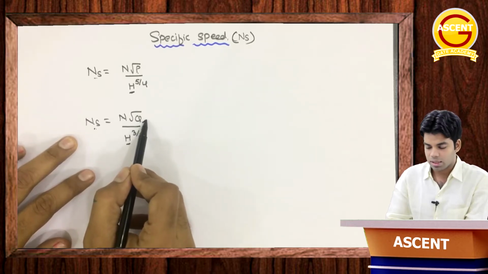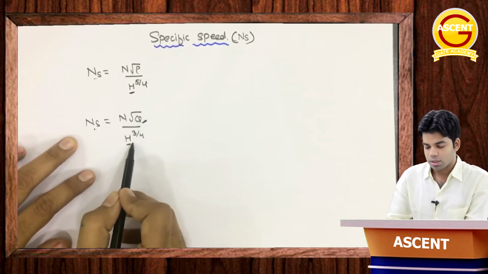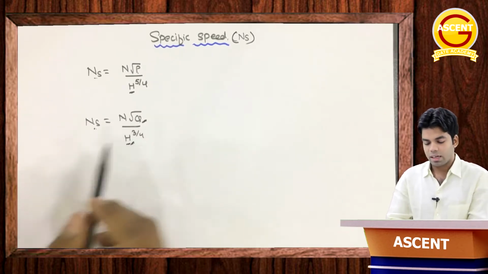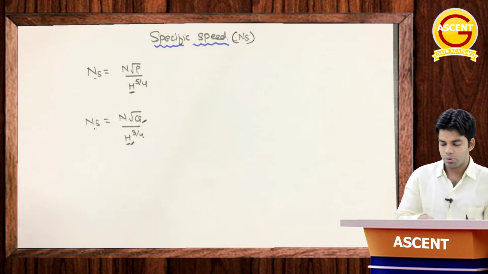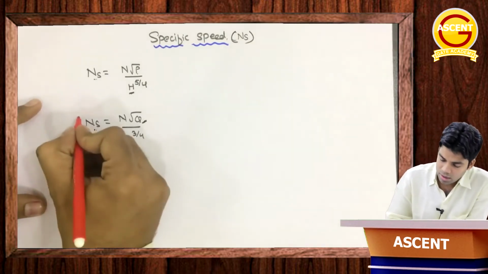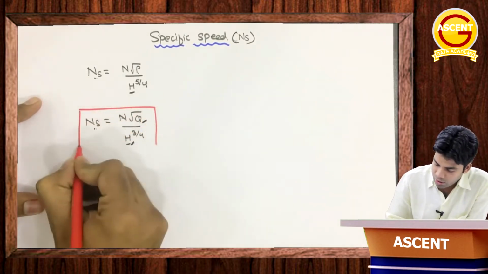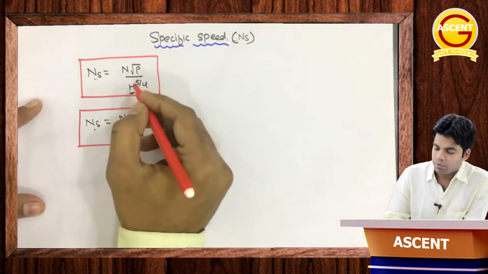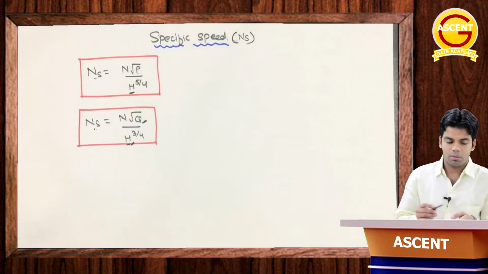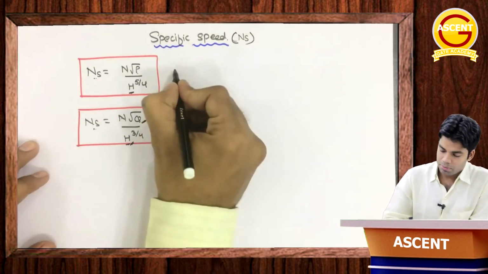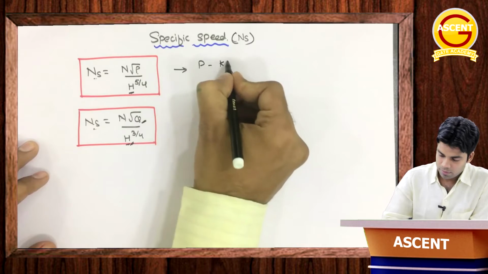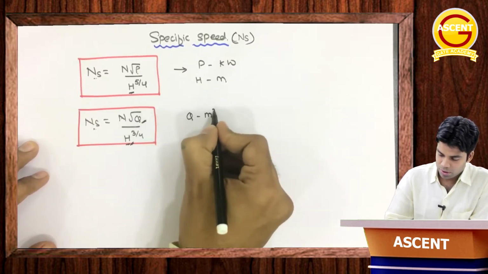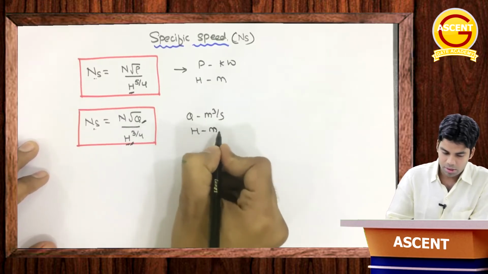Okay, the discharge is 1 meter cube per second and the head at which it is working is 1 meter. So the speed of that turbine which under unit head will produce unit discharge is nothing but the specific speed. Okay, so this is how we can define this specific speed. Speed of geometrically similar turbine which under unit head produces unit power. Getting this? Here P is in kilowatt, H is in meter. Here Q is in meter cube per second and H is in meter.